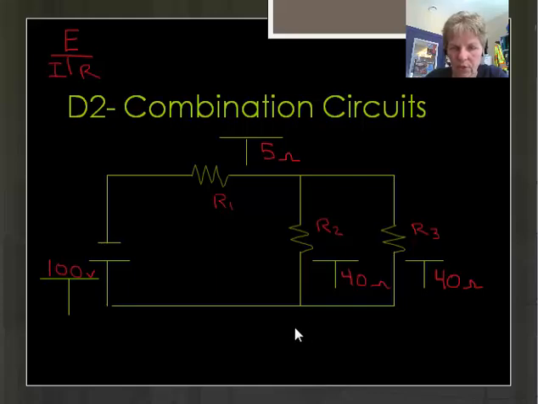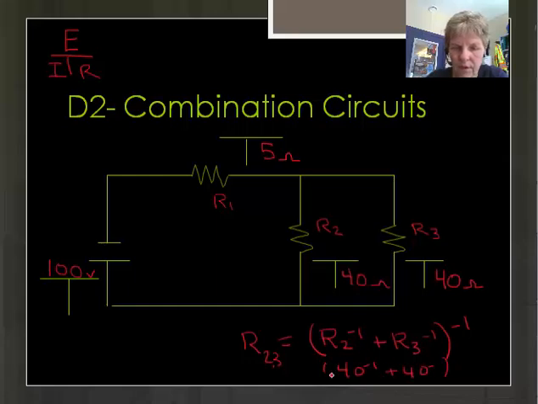To find R total, we'd use R2 to the negative 1 plus R3 to the negative 1 in brackets, and then invert that, so that's to the negative 1. All of that would give us our R3 value. 40 to the negative 1 plus 40 to the negative 1. Invert that, and we're going to end up with 20 ohms.